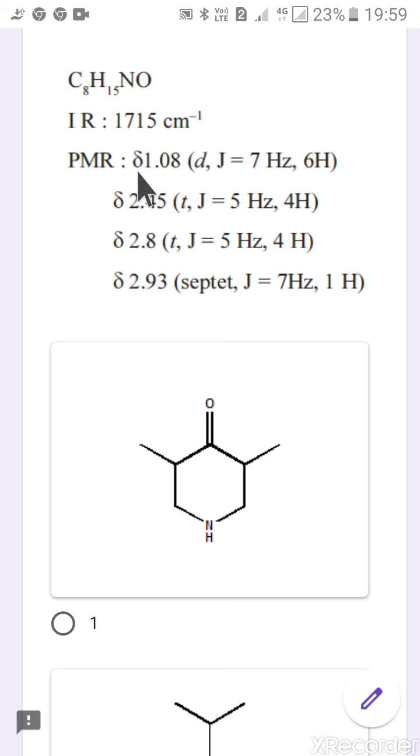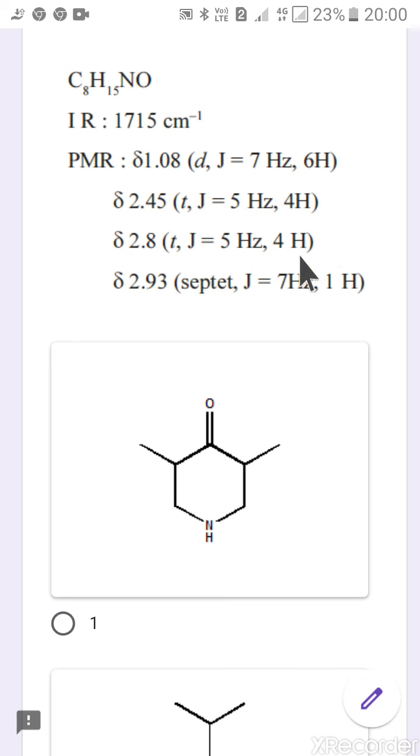And the PMR data is showing 1.08, doublet of 6H, 7 Hz. So it might be a symmetric or asymmetric molecule. 6H means two CH3 groups are there. Let's see its coupling partner. 7 Hz is here, and one proton is showing a septet. That means it's not symmetric, but a CH3 and CH, an isopropyl type unit. So an isopropyl unit might be present in this molecule. And these two signals of 4H each mean there are four CH2 groups, two CH2 and another two CH2 in a symmetric way.